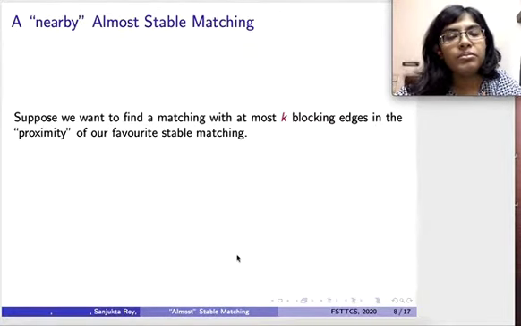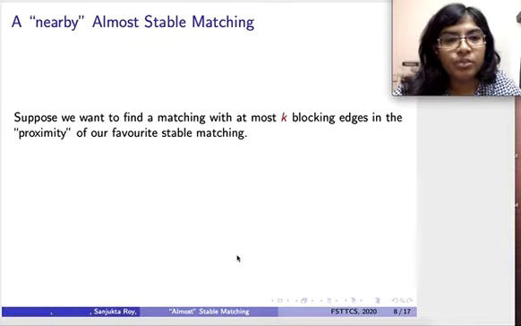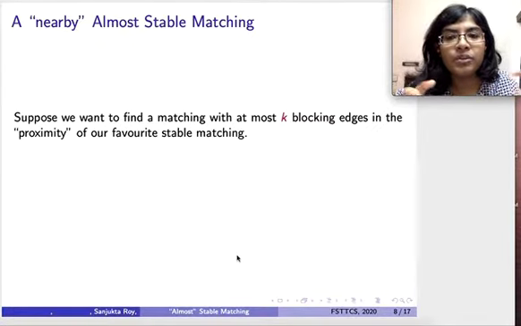So now what we mean by it's in the close proximity of my favorite matching. We can think of a matching as a 0,1 vector of length n choose 2, where the edges are ordered in the graph, and you put 0 for the edges which are not in the matching, 1 for the edges which are in the matching. So you can write your favorite stable matching as this 0,1 vector, right?